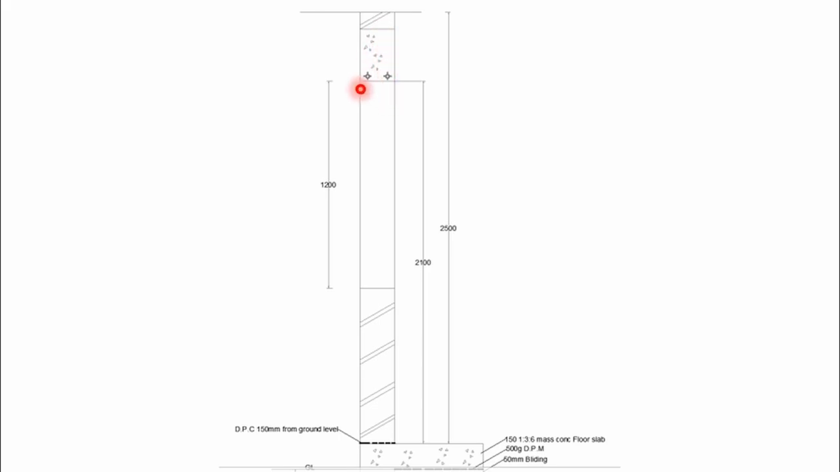and then we have a window. And another assumption is that our window will be 1200. So you can see that this is an assumption, 2100 from the floor level to the ring beam bottom, and this is another assumption, 1200 from the bottom of the ring beam downwards. We can measure our window.